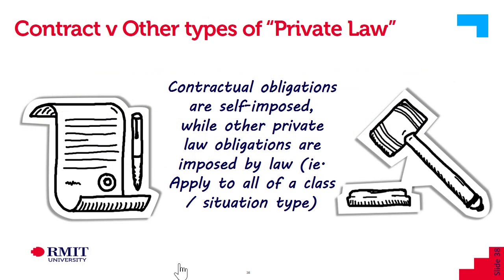I do want to just touch very quickly on the differences between contracts and other types of private law. So really the focus of contract law is that contractual obligations are self-imposed obligations. The idea, particularly taken from the classical theory of contract and the private law theory, is that people come to contracts by choice. They assume an obligation. If all of the elements are there, then they are bound. And that's different from an obligation that's imposed by the law in another way.